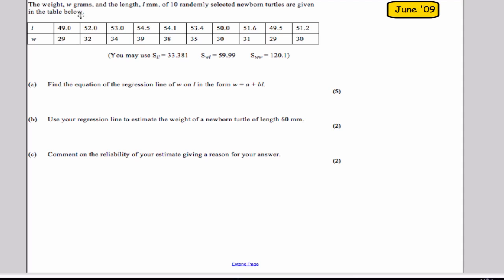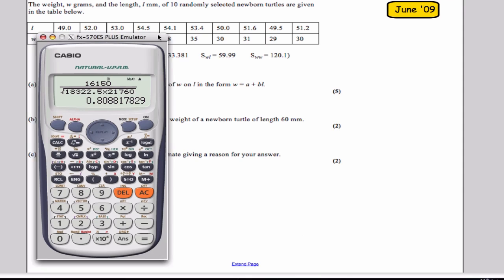So the weight W grams and the length L in millimeters of 10 randomly selected newborn turtles are given in a table below. Find the equation of the regression line of W on L in the form W equals A plus BL. Now I'm actually going to save myself a load of time by using my calculator for this.